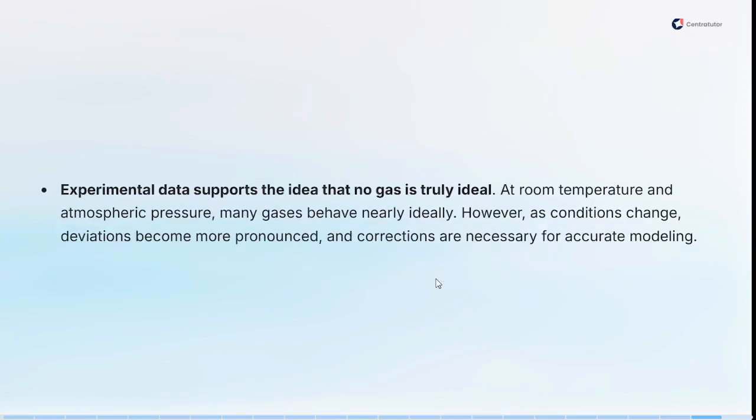So experimental data supports the idea that no gas is truly ideal. From experiments, we've been able to prove scientifically that in a real sense, no gas is completely ideal. An ideal gas is just a hypothetical gas that doesn't really exist. Many gases behave like ideal gases at room temperature and atmospheric pressure. But when the conditions begin to change, they begin to deviate from this behavior of ideal gases. And I think that's the reason why there is the model from van der Waals that tries to account for these deviations.